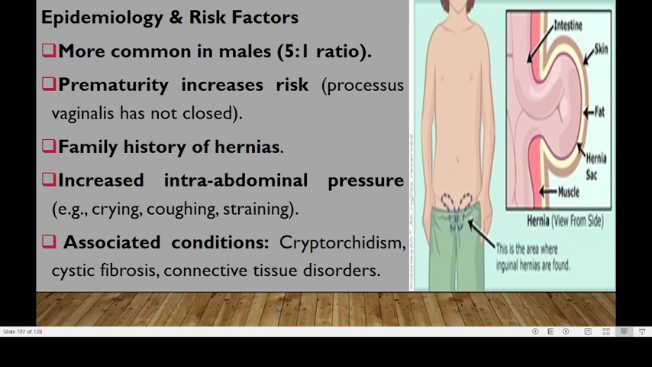So this condition, inguinal hernia, is more common in males. The ratio is about 5:1. And the risk increases with prematurity because of the processus vaginalis not closing. Family history of hernia is also a risk factor. There's also increased abdominal pressure, like a child who is constantly crying, coughing, and straining can lead to hernia. Associated conditions, we could have cryptorchidism, cystic fibrosis, and connective tissue disorders.